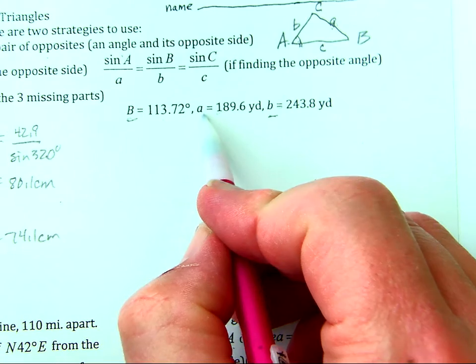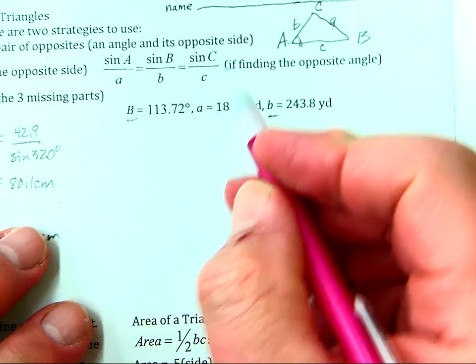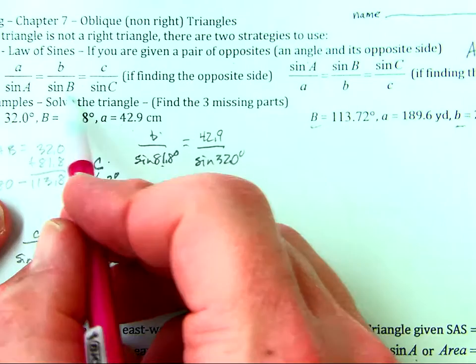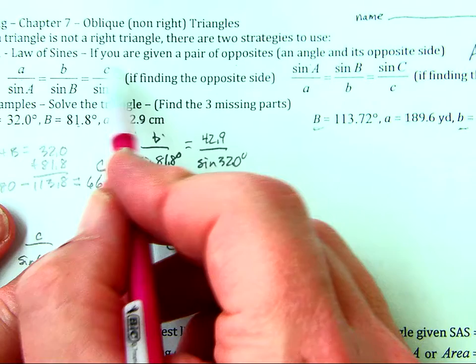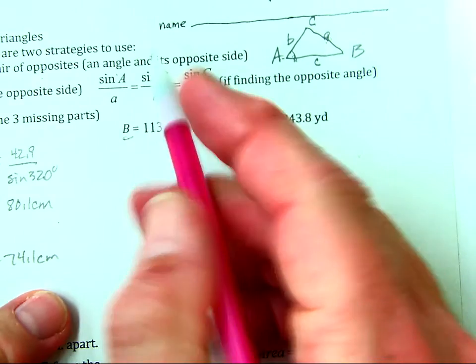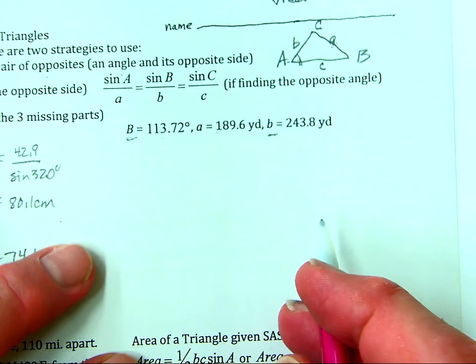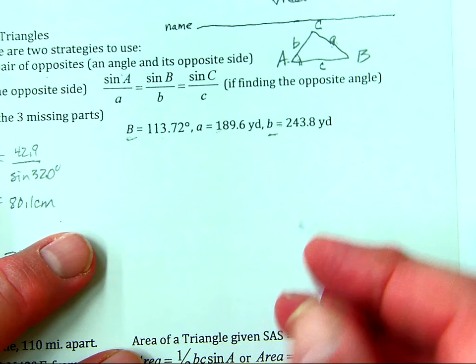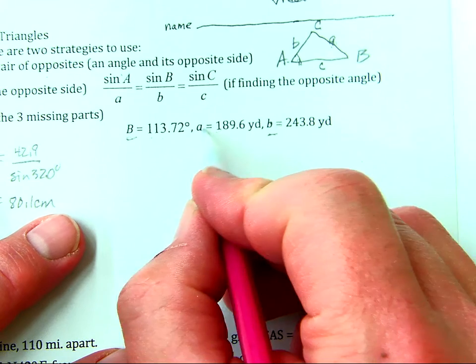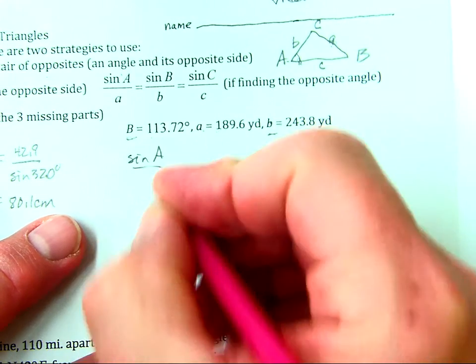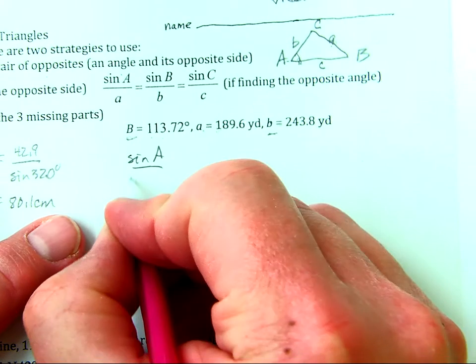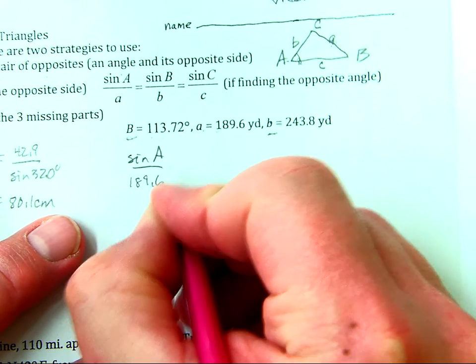Now, since we're given another side, we're going to find an angle first. To do that, notice we use the law of sines this way the first time. When you're trying to find a side, you put the sides on top. If you're trying to find an angle, you put the angles on top. So here, since we're going to find angle A first, I'm going to say the sine of angle A over its opposite side, which is A, 189.6.